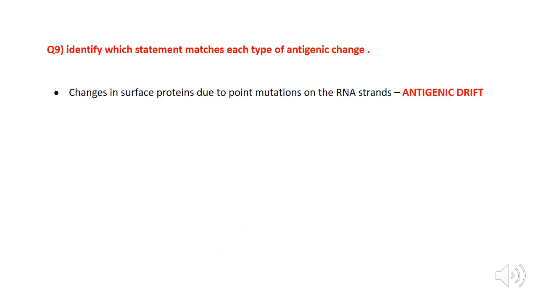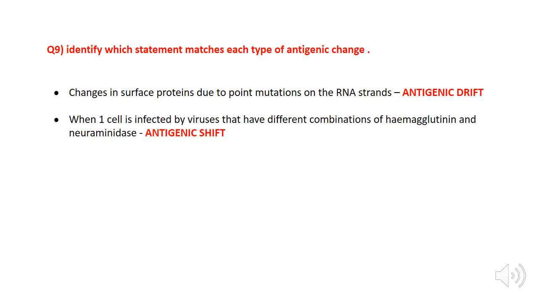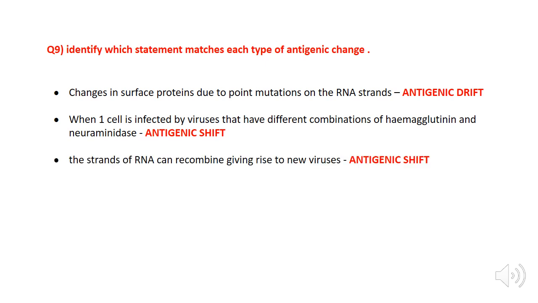So identifying which statement matches each type. Changes in surface proteins due to point mutations are antigenic drift. Where one cell is infected by viruses that have different combinations of hemagglutinin and neuraminidase, antigenic shift. The strands of RNA can recombine, giving rise to new viruses, is also antigenic shift. And no proofreading enzymes being present helps to cause antigenic drift.